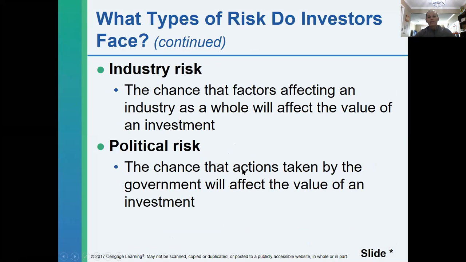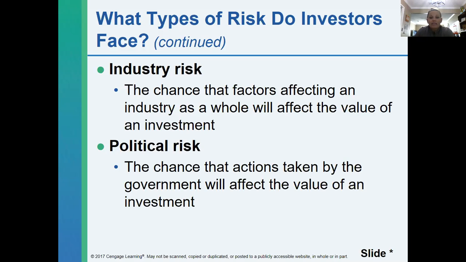Industry risk is the chance that factors affecting an industry as a whole will affect the value of an investment. So, for example, say you bought some stock in some oil company. If oil as a whole rises, then that's going to be good for you. But if the price of oil falls, then because that's the industry your stock is in, your stock would fall. So that's a risk with any industry.